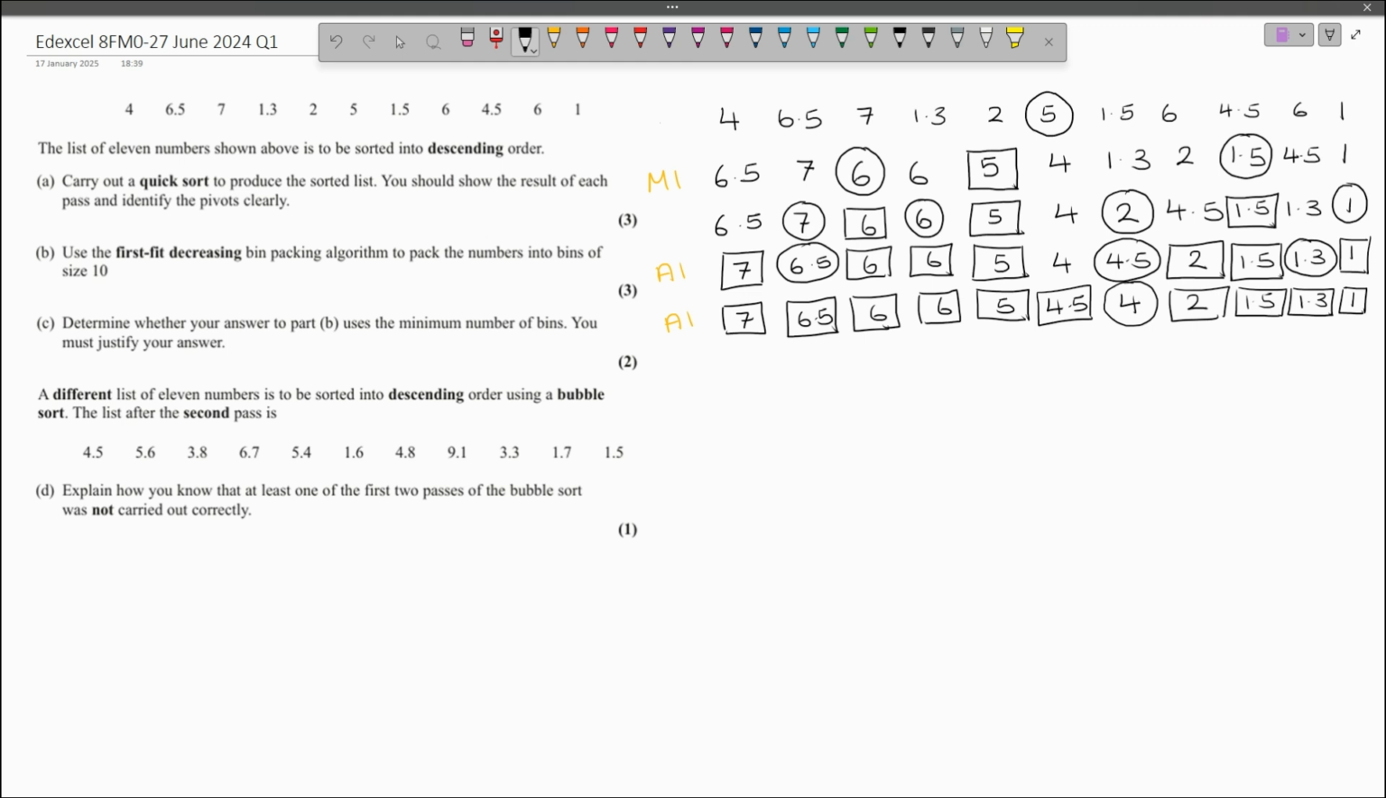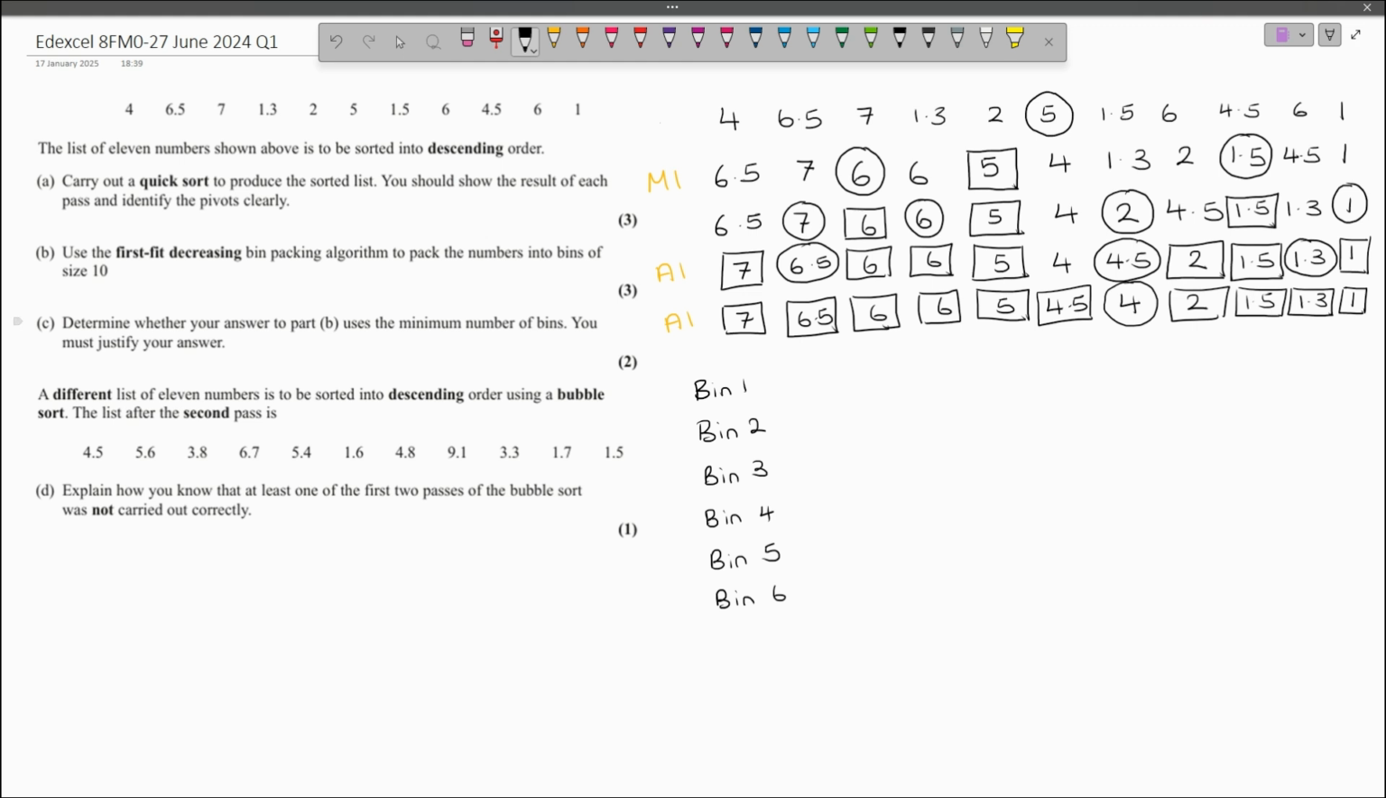Okay, use a first fit decreasing bin packing algorithm to pack the numbers into bins of size 10. So I'm going to write my list of bins out. I've got bin 1, bin 2, bin 3, bin 4, bin 5, and I'm going to do a bin 6 as well. I don't know whether I'm going to need bin 6, but I'm going to write bin 6 out. And if I need any extra bins, I can add them.